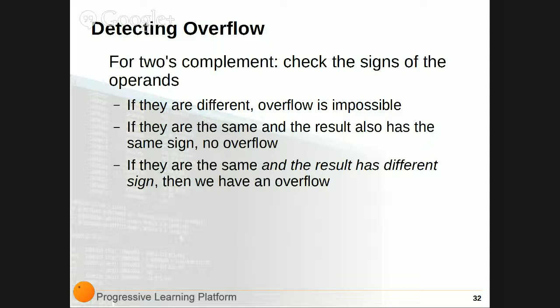Now, if your operands have the same sign and the result has a different sign, it has to be overflow. If you add two negative numbers together, can you have a positive number result? Impossible. That means your answer is wrong. So this is actually how CPU designs detect sign overflow. In the Motorola, it's the V flag, if you use the Motorola.